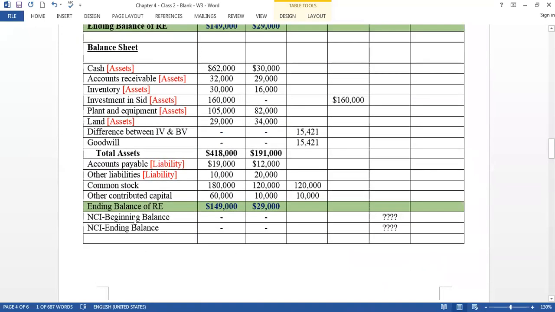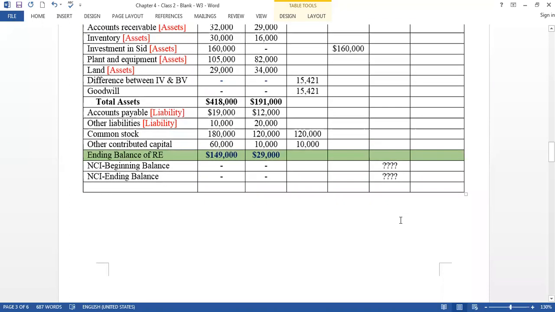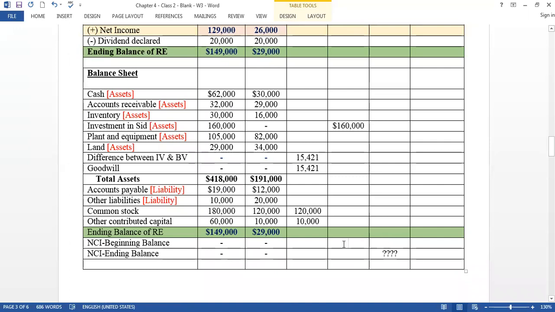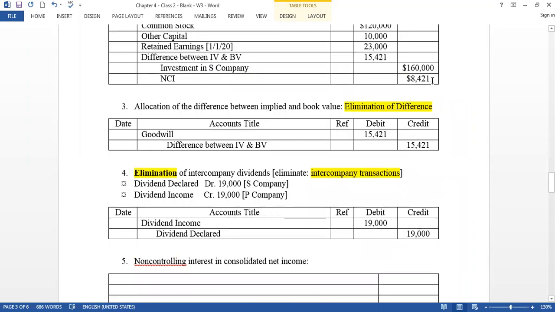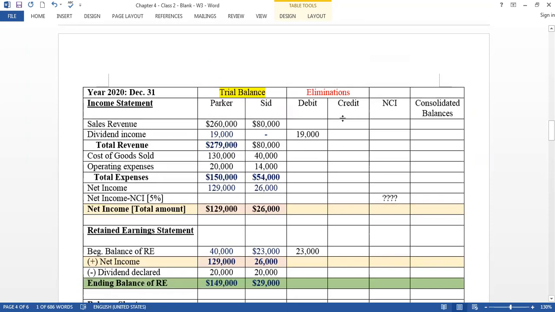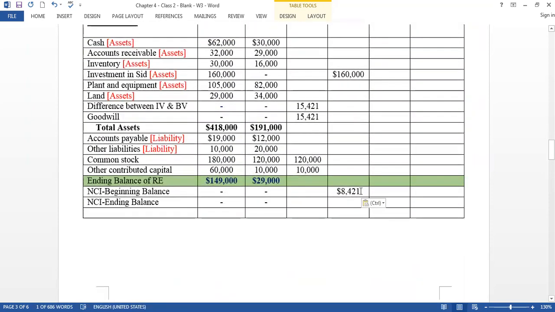So I told you that we have to create a new account, new cell for beginning NCI. So this is the beginning NCI. At the time I make a question mark. Now I can delete this. No, this is here. This is elimination. This is the elimination. My mistake, not here. Elimination column. I repeat again. This is 8421 NCI. Okay. And this is the elimination column. This is the elimination column I put here. NCI.